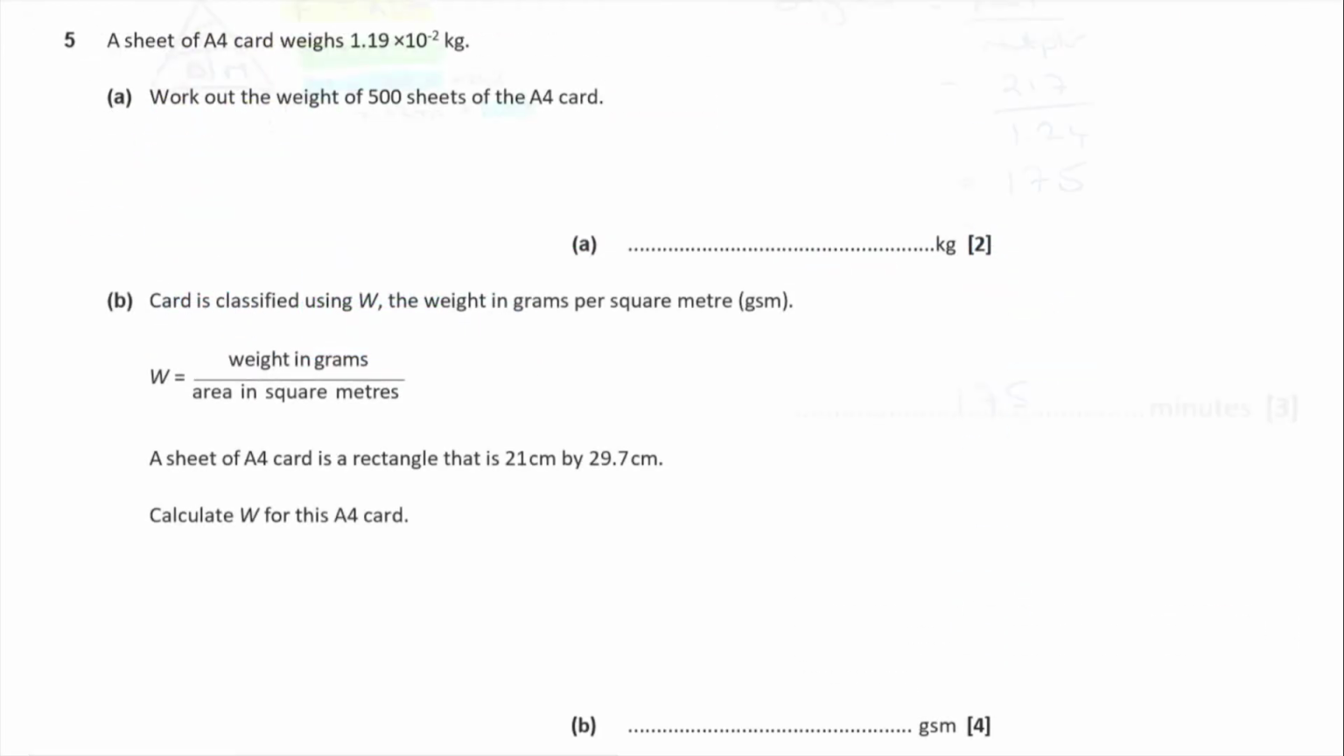I'm moving on. Question 5: a sheet of A4 card weighs 1.19 times 10 to the minus 2 kilograms. Work out the weight of 500 sheets of A4 card. So in order to work this out, this is a multiplication thing, isn't it? If each one weighs 1.19 times 10 to the minus 2, and I've got 500 of them, then it's going to be 500 times as much. So the total weight is going to be 500 lots of 1.19 times 10 to the minus 2, isn't it?